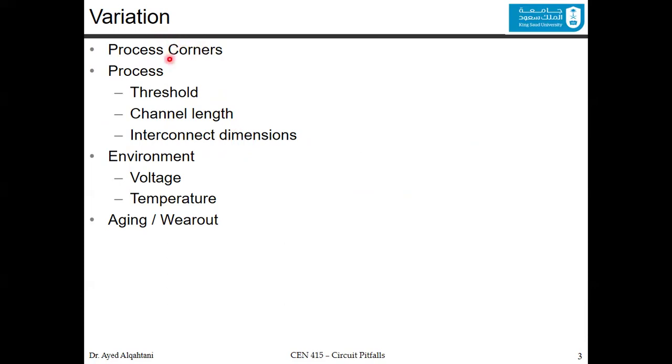What we mean by variation is when you have differences between, for example, transistors that are fabricated the same way, but for some reason they are slightly different from each other. We will talk about the process corners first, and then we will see the process itself and how it is affected by the threshold, the channel length and the interconnect dimension. Also, we'll see external reasons like the environment, voltage and temperature, and also the aging and the wear out. And that will be the first part of this lecture.